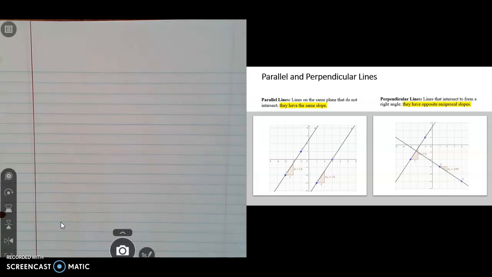Welcome back to section 7.2. The next thing we're going to talk about is parallel and perpendicular lines.